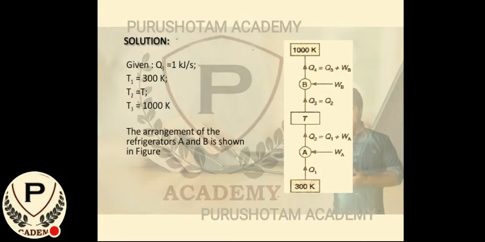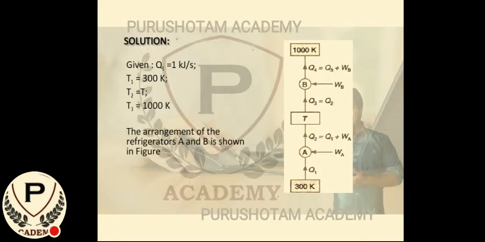Okay, so if you observe the figure carefully, we are having two refrigerators capital A and capital B. Okay, and we are having three bodies which are at a temperature 300 Kelvin, capital T and 1000 Kelvin. Okay, so from 300 Kelvin the heat is absorbed, which is Q1. Okay, and for the refrigerator capital A there is some work done, which is WA, and from capital A the heat rejected is Q2, which is nothing but Q1 plus WA.